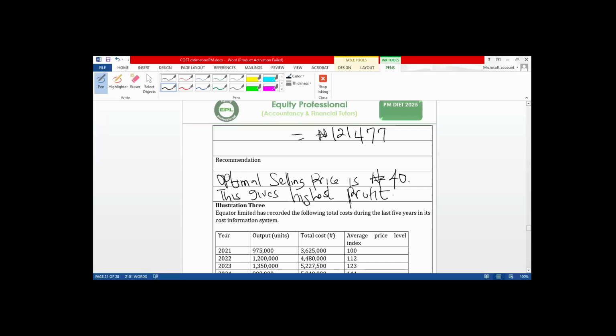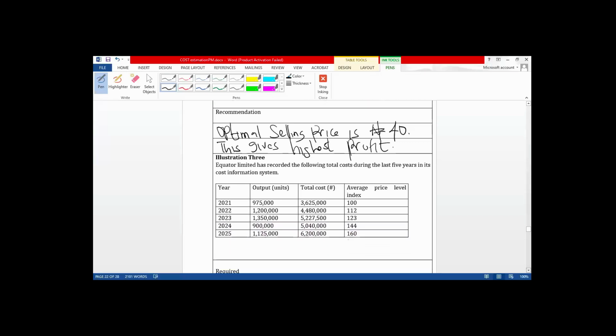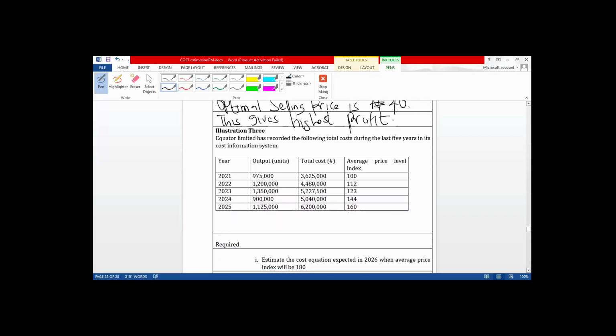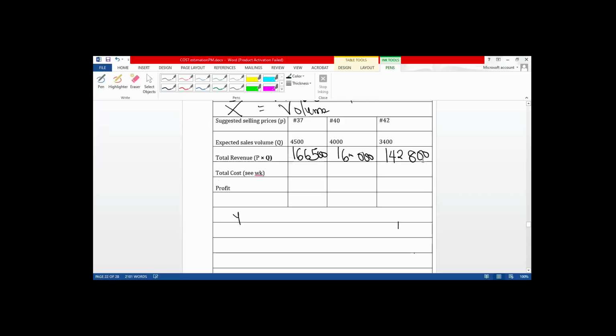Let us look at this question 3, although it's not in your study pack. I will actually include it in your study pack; it's an omission. I want to use this question 3 to explain how to adjust for price level index.